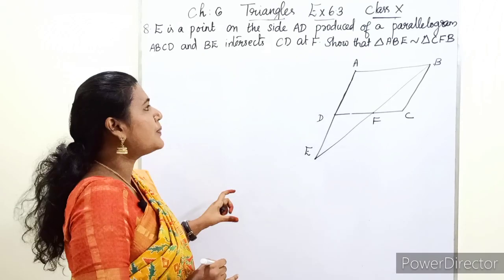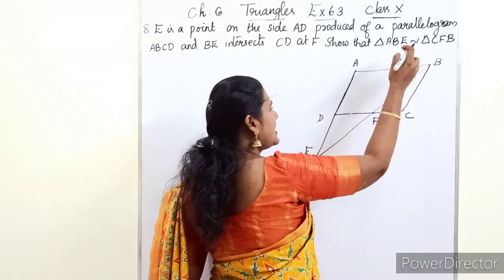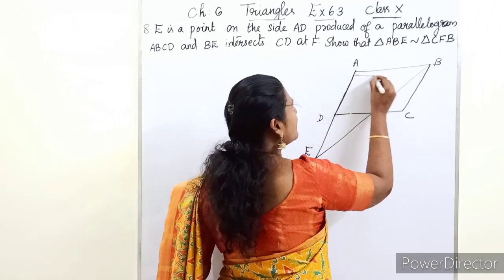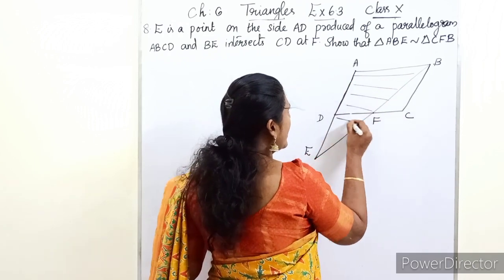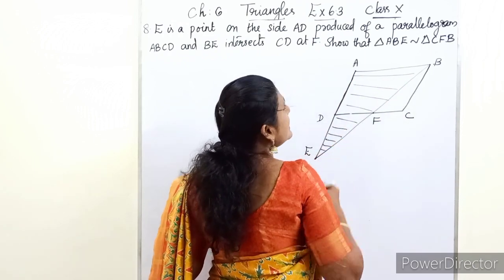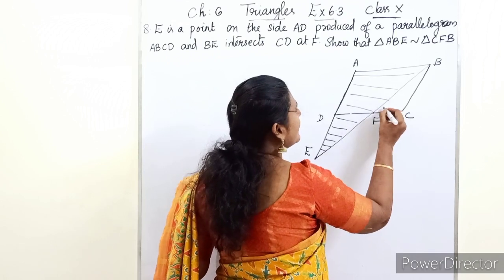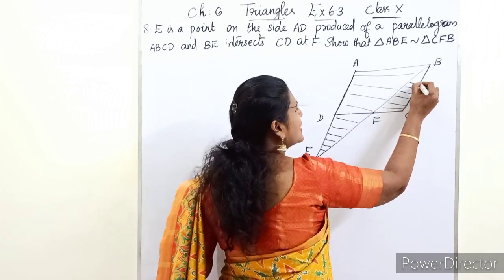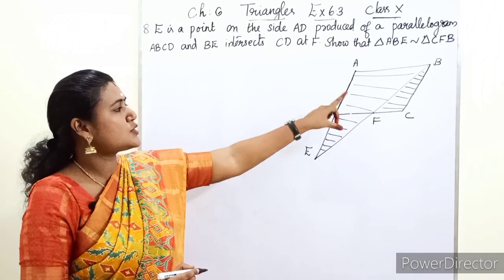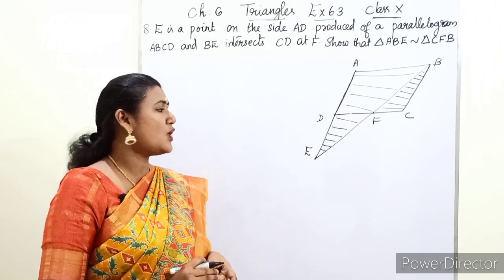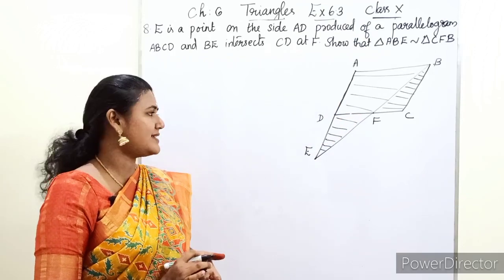Then we have to prove triangle ABE. Triangle ABE means this full triangle. Okay. So triangle ABE is similar to triangle CFB. So this is the second triangle. So we have to show these two triangles are similar. So how to prove these two triangles are similar?